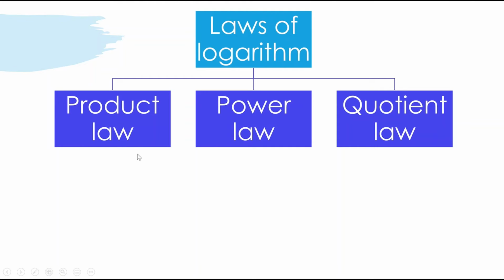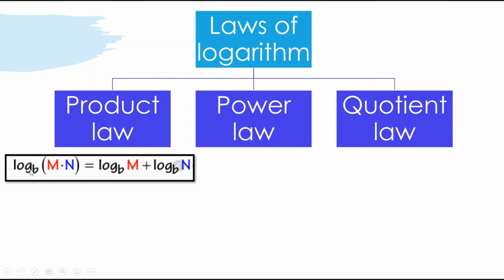We call one the product law, which we can write in the form log of m times n with base b, which will be equal to log of m with base b plus log of n with base b. Okay, so this is the product law. This is similar to indices. So log of mn, if the argument we can express as a product of two numbers like m times n, then we will simply add up the logarithm with the common base.